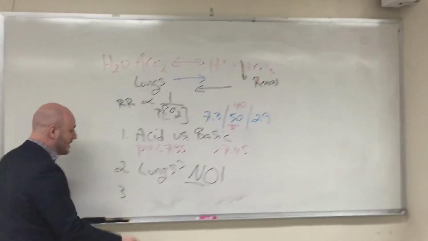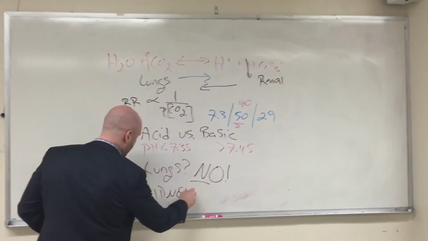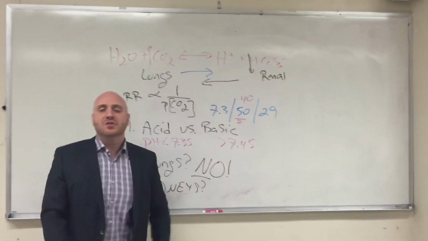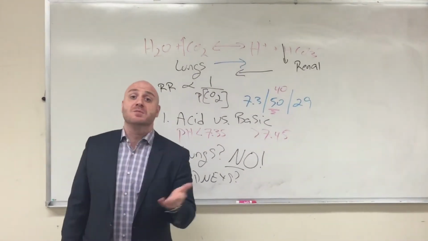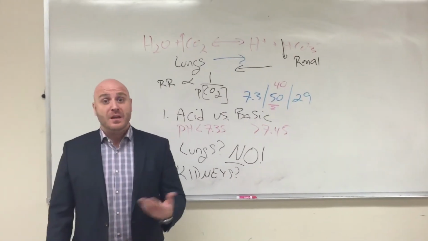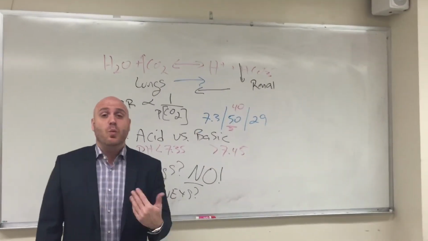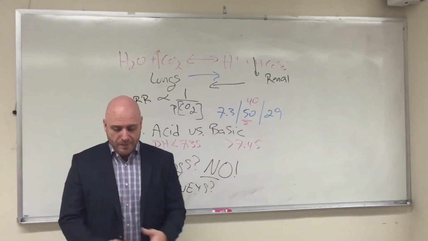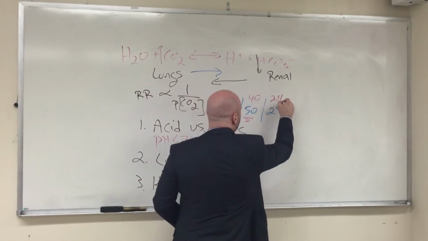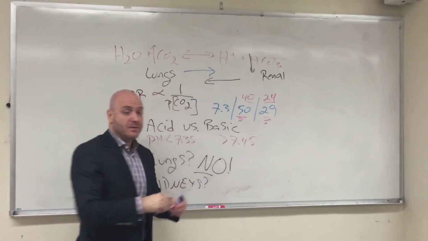Third question you ask yourself at that point, are the kidneys doing their job? Similar approach. In an acidic situation, what do you expect your kidneys to do? What do you expect your proximal tubule to do? Hold on to bicarbonate or excrete more? You expect it to hold on to more bicarbonate, right? To try to neutralize the acid. That's what you want your kidneys to do, okay? A normal bicarbonate is about 24, give or take. Our bicarbonate here is 29.